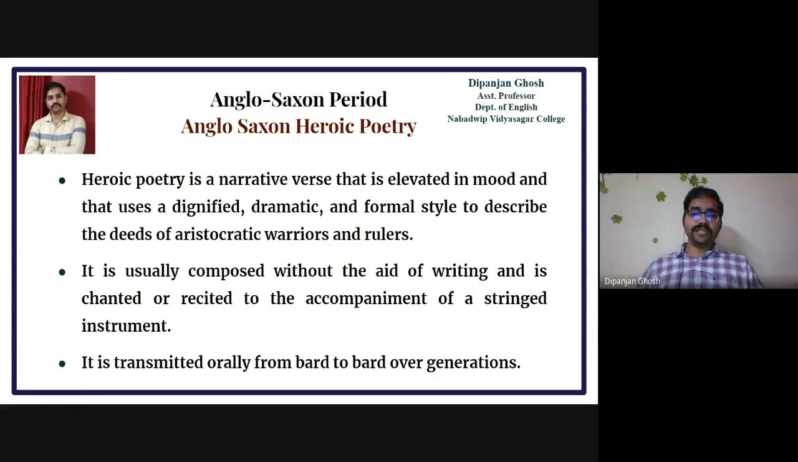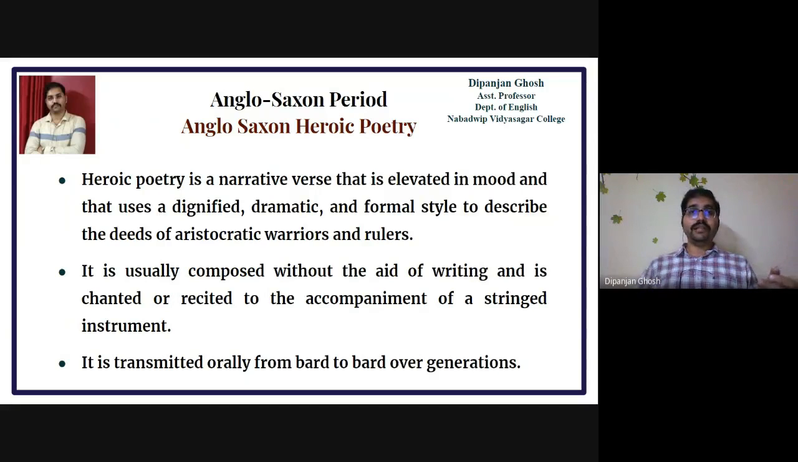Obviously you will find that whenever you deal with the heroic poems, the poems of the Anglo-Saxon period, the war or the battle has to be glorified, you see. So that's why it says that heroic poetry is a narrative verse, number one, and second, it is elevated in mood, and it uses a dignified, dramatic, and formal style. So these are the styles: dignified style, dramatic style, formal style. Why? The style is used to describe the deeds of aristocratic warriors or rulers. So there is another thing that is significant, that the warriors or rulers are aristocratic. That means they come from the upper section of society. These are not a mere kind of lower graded soldiers. Rather they are aristocratic warriors.